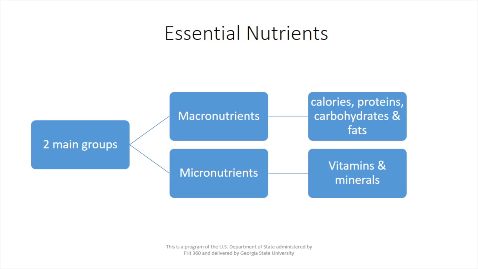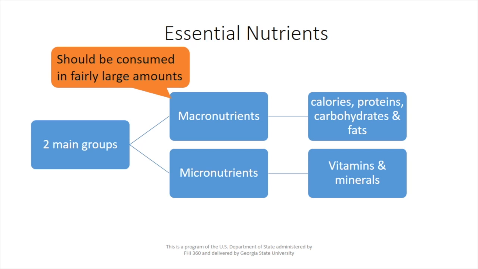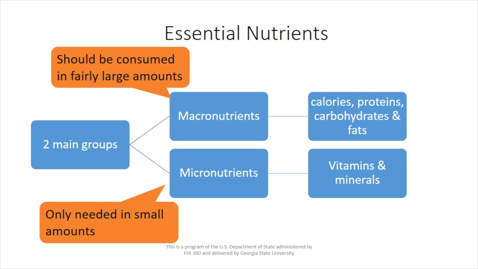As I said, there are two main groups of nutrients: the macronutrients needed in fairly large amounts in the body, which include calories, proteins, carbohydrates, and fats, and the micronutrients needed only in small amounts, and which include vitamins and minerals.